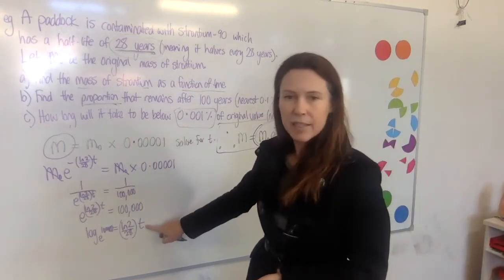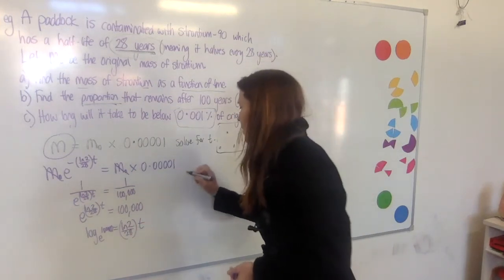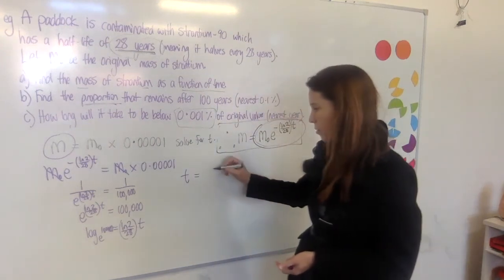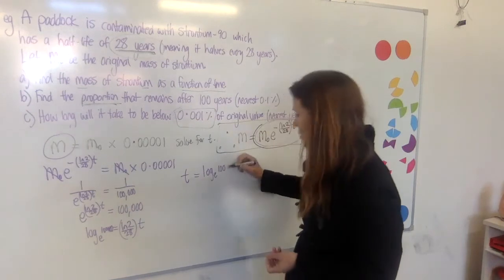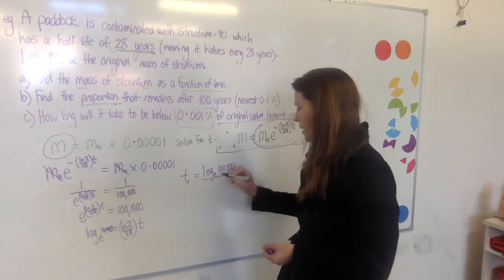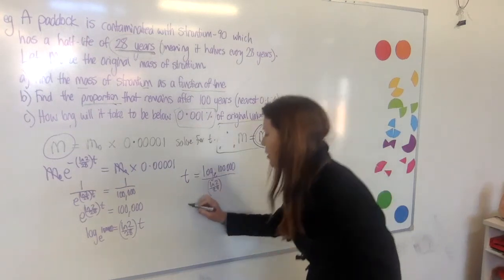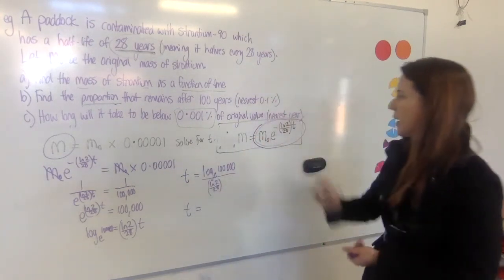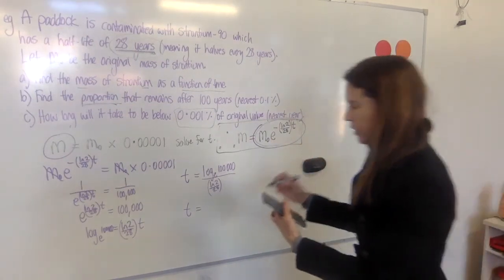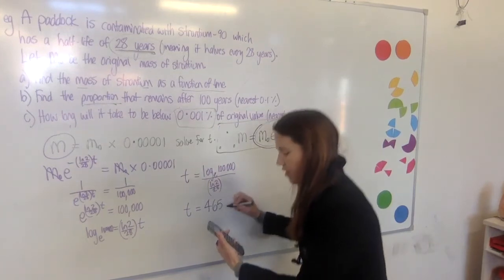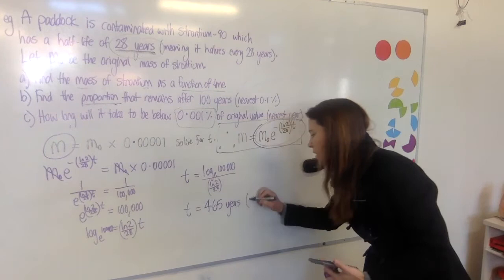Now how are you going to find t and get it by itself? You need to divide both sides by this. So then t is going to be equal to, we've got the natural log of 100,000 divided by natural log of 2 over 28. And we can put that whole thing in our calculator and see what the time will be. Now it says to the nearest year. And we get 465.06. So I'll just say 465 years to the nearest year.